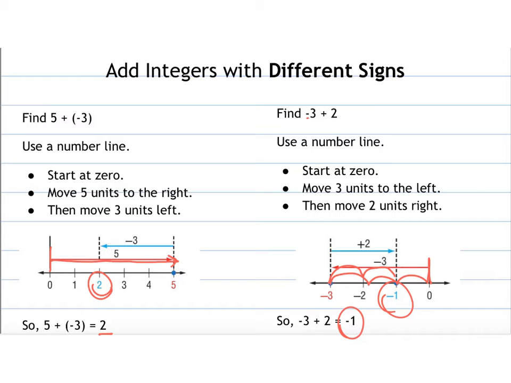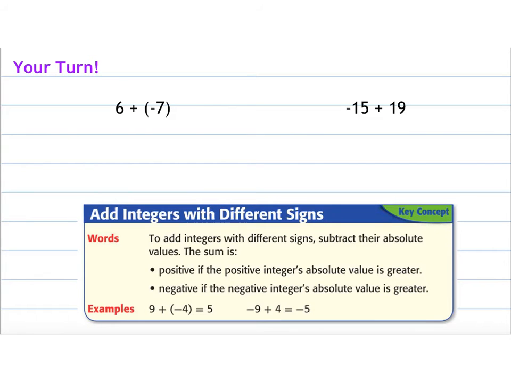On the next slide here, we will see the rule to follow when we're adding different signs. Before you try those two on your own, pause and write this part down: add integers with different signs. To add integers with different signs, subtract their absolute values. Remember, that's how far the number is from 0. Then the sum is positive if the positive number in the problem is bigger, and it's negative if the negative is bigger. So we're looking here at 9 plus -4.